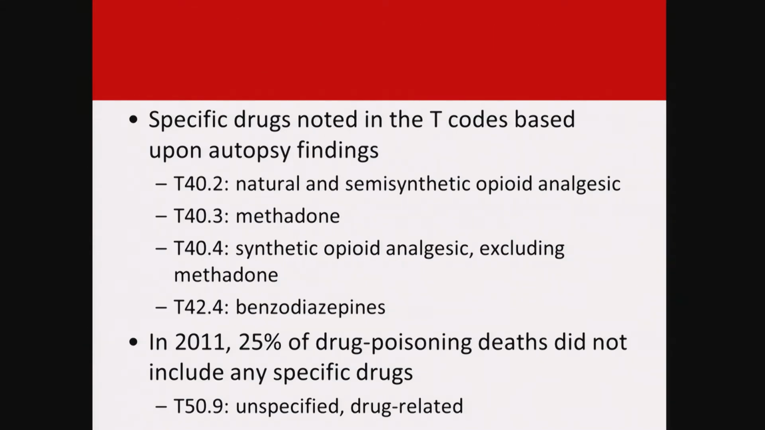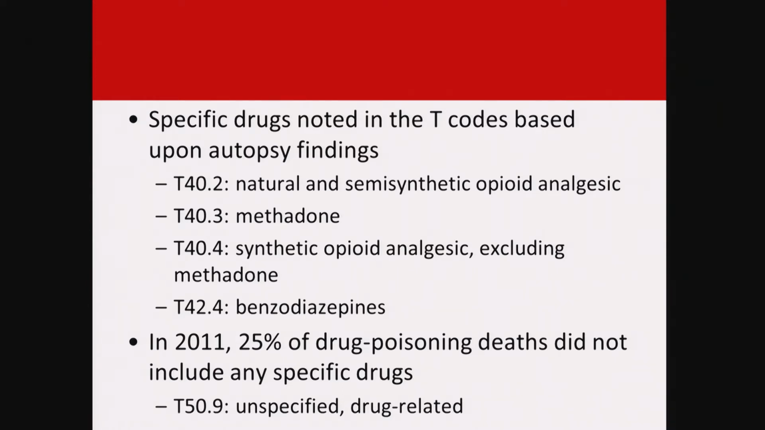So for some deaths, specific drugs are noted on a death certificate using T codes. For example, many of the drugs that interest us, hydrocodone and oxycodone, would be included along with morphine in T40.2. Methadone gets its own code, T40.3. And in order for a drug to be included on a death certificate, the certifying official must be of the opinion that the drug was an underlying cause of death.